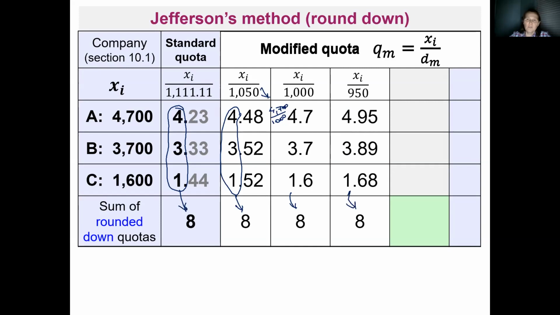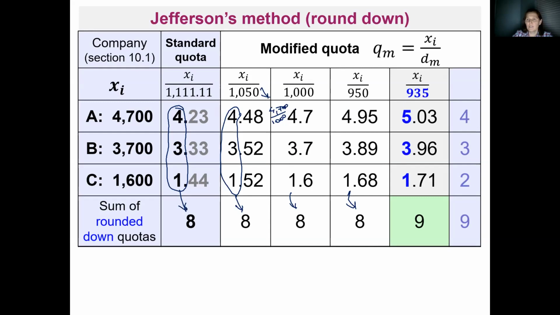And we need it even smaller. Let us take 935 for the standard quota. And now we get 5, 3, and 1 added together. They give 9, the total of 9. So this is the apportionment according to the Jefferson method. 5 representatives go to A, 3 to B, and 1 to C.